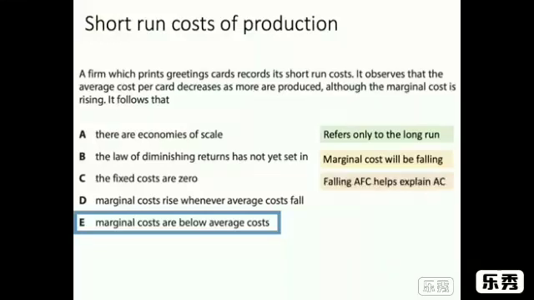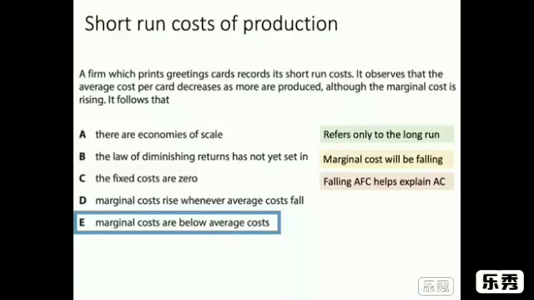The fixed costs are zero. Well, it's unlikely to be right, because one of the reasons why average cost will keep declining, even though marginal costs are on the increase, is because of a fall in the average fixed cost of production. A card company might have some overhead costs. The more cards they produce, the fixed cost per unit comes down. That helps to explain why average cost per card is still decreasing as more are produced.